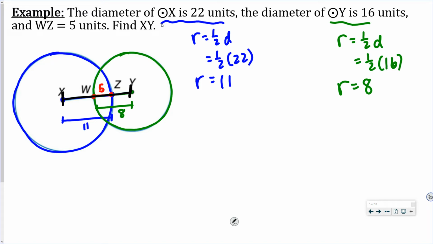Don't say that out loud. There are a couple ways you can do it. It's really just a bunch of segment addition postulate here. XY, 30 seconds.